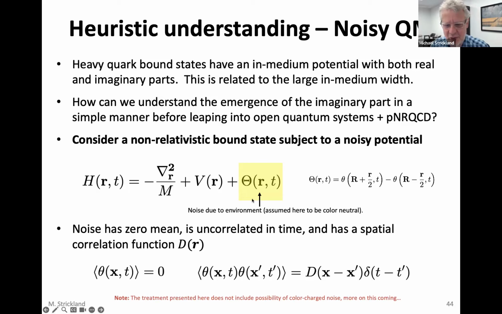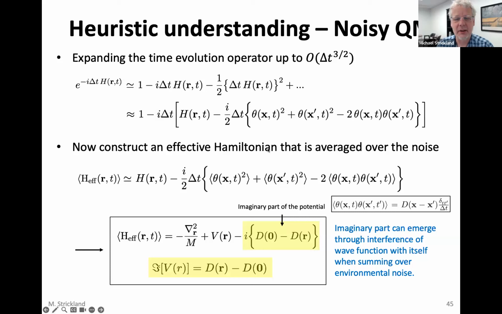So let's imagine we had this kind of noise. I'm going to assume, in fact, that it's color neutral noise. You can add real color charged noise here as well, and you can also add correlations in time. But I won't go into those details. So let's just imagine this setup, that I had uncorrelated noise in time with a given spatial correlation function D, and I wanted to evolve the wave function forward in time.